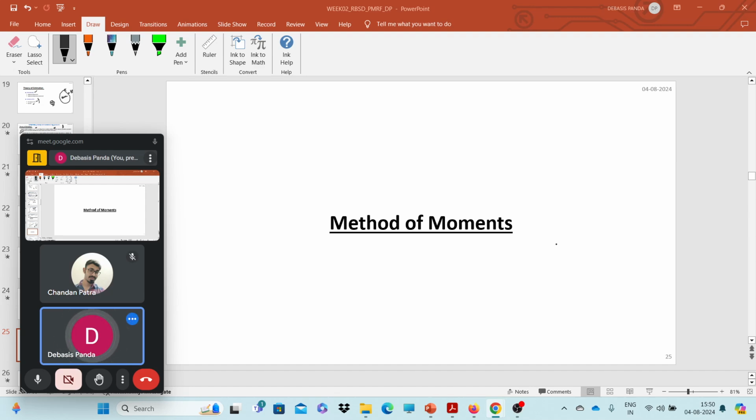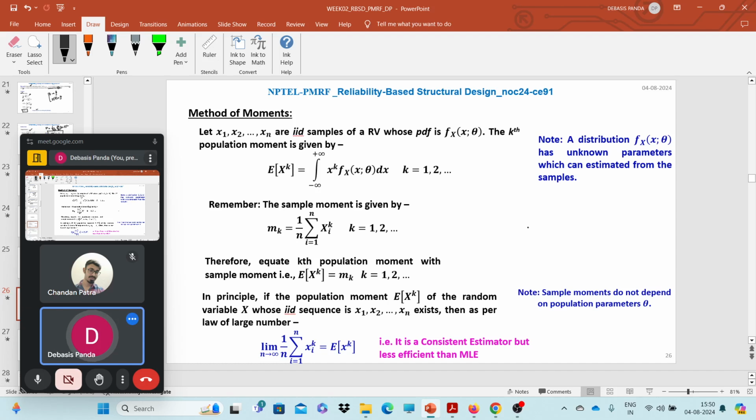Okay, so let's move to the next topic, and that is the method of moments. Method of moments is one of the methods to find the point estimate. In the method of moments, what we generally do is equate the population moment with the sample moment. We equate the kth population moment. What will be the kth population moment? If your population follows this PDF with parameter theta, the kth population moment will be the integral of x to the power k times f of x, theta, dx, for k equals 1 up to n, or the higher order moments up to which we want to take the moment.